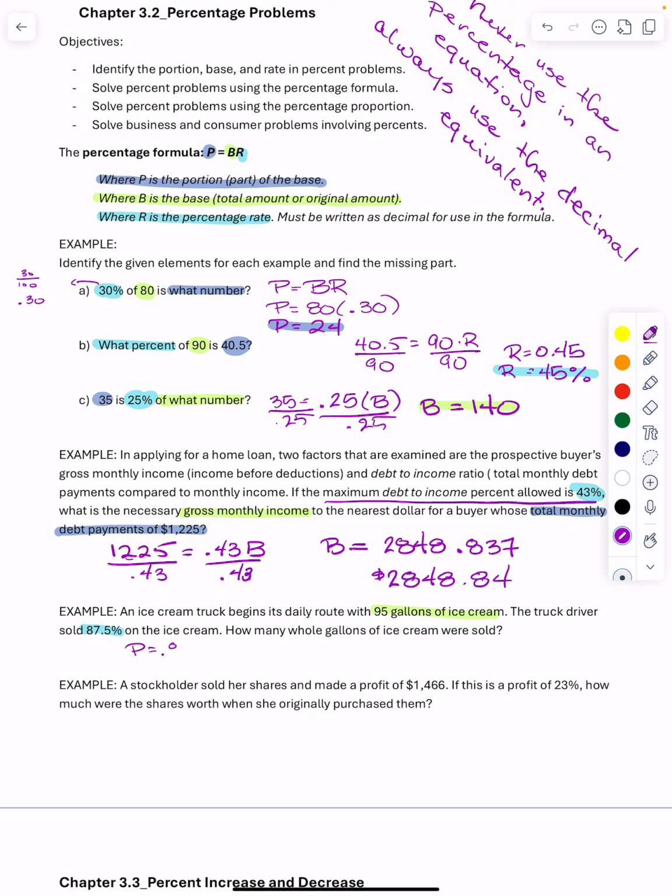So 87.5%, 0.875, I'm multiplying that by my 95 gallons. Notice this one is a straight multiplication. When I multiply those, I get 83.125 gallons. Notice this asks how many whole gallons of ice cream. So I got 83 whole gallons.